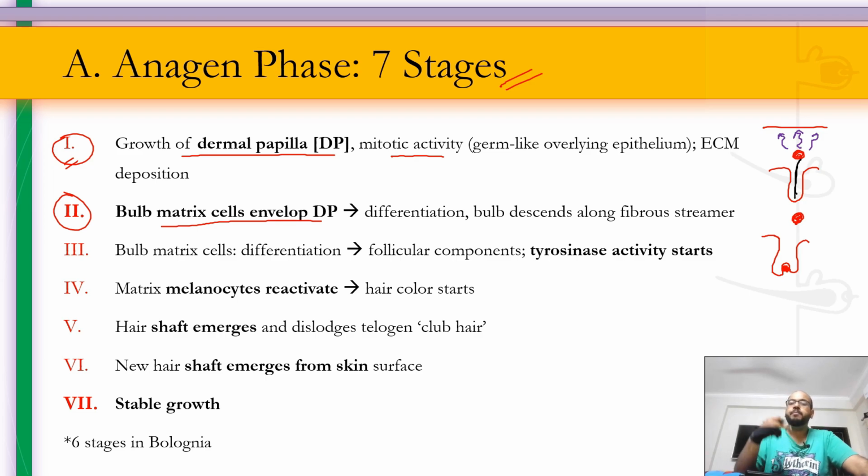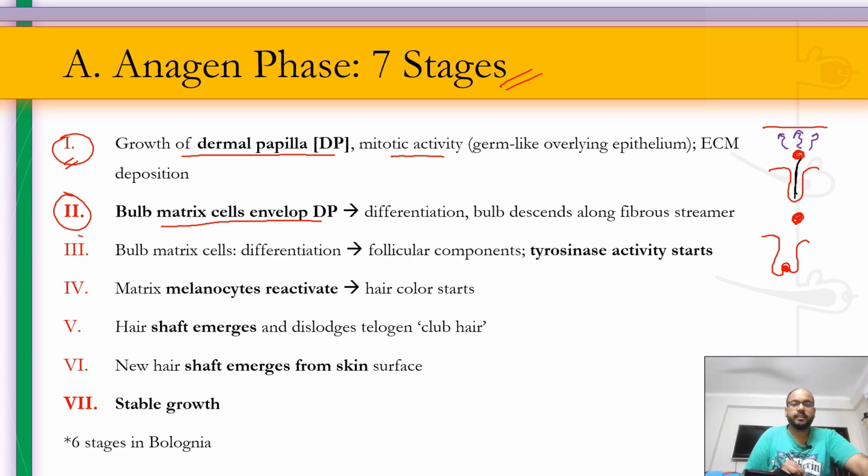So the dermal papilla and the hair bulb are talking among themselves. The dermal papilla is stimulating the hair bulb to grow and form new cells, which will eventually form the hair shaft. And the hair bulb is talking to the dermal papilla to form new vessels, the new neurovascular bundle.